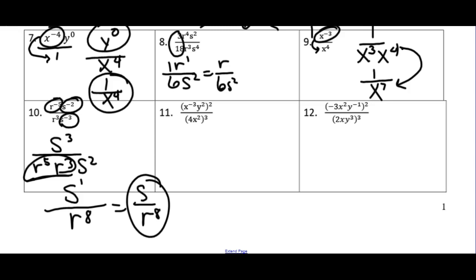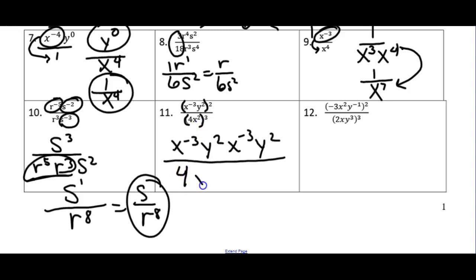Now number 11, we're going to bring in some stuff from 2 classes ago. This top monomial is in parentheses and it says to write it twice. So that's what we're going to do. X to negative 3, y squared. X to negative 3, y squared. And our denominator says to take what's in the parentheses and write it 3 times. 4x squared, 4x squared, 4x squared.